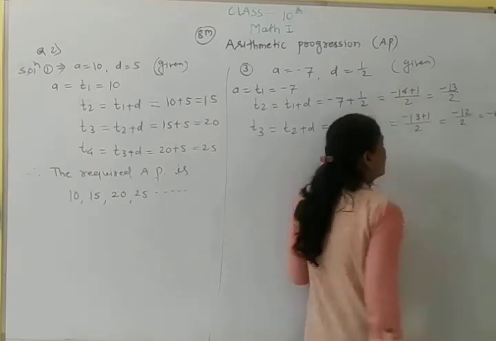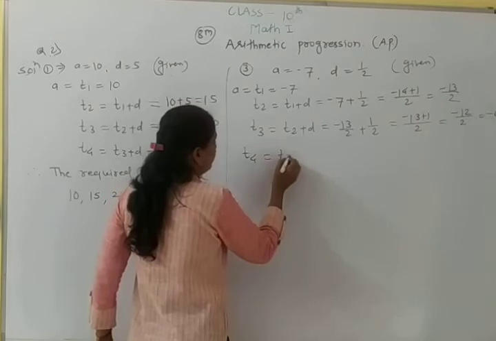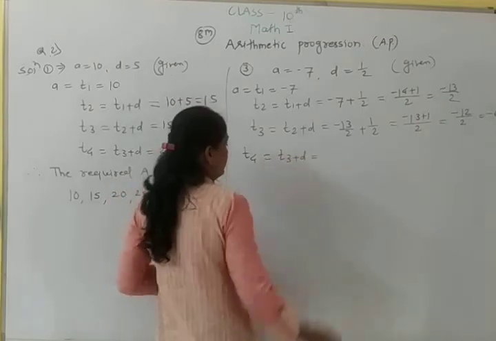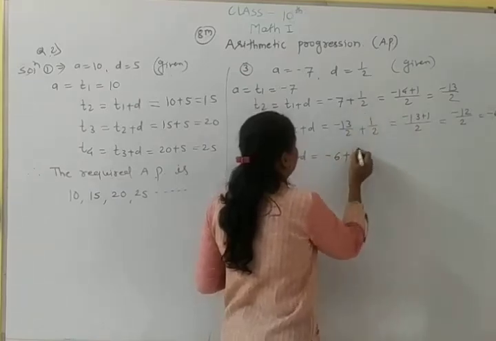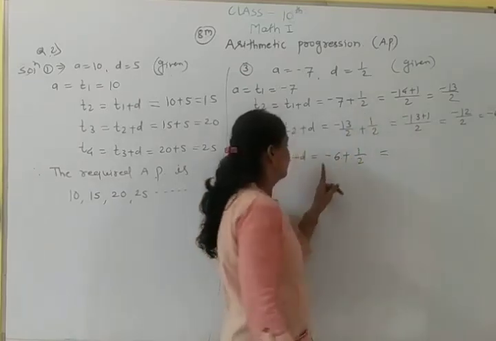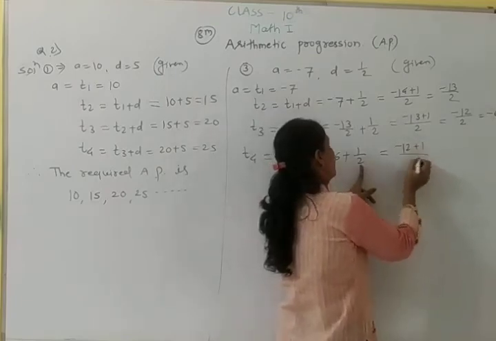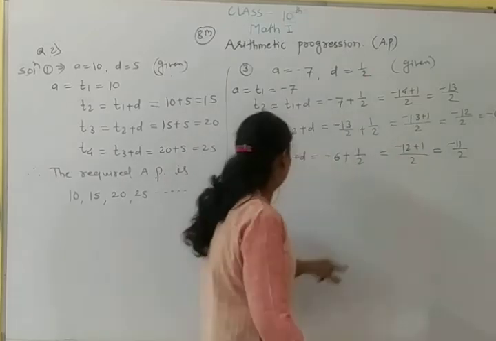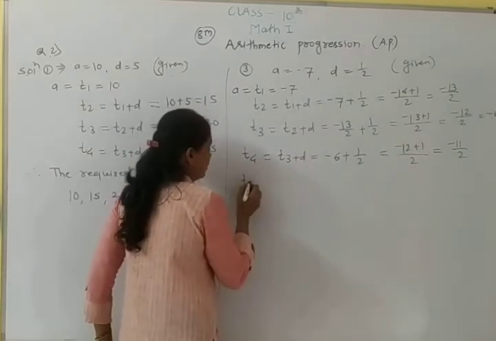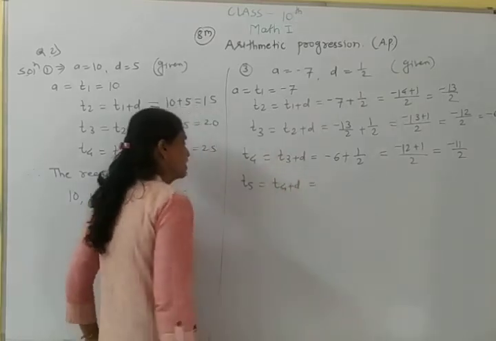2 sixes are 12. Then T4 equal to T3 plus D. T3 is -6 plus D, that is 1/2. Okay, -6 into 2 is -12 plus 1 divided by 2. Solve this: -11/2. This is the fourth term. And again the fifth term is T4 plus D.